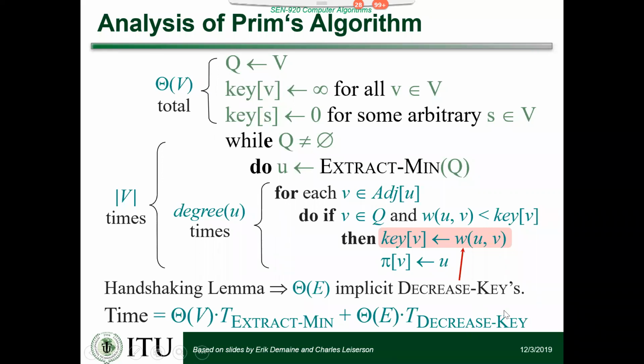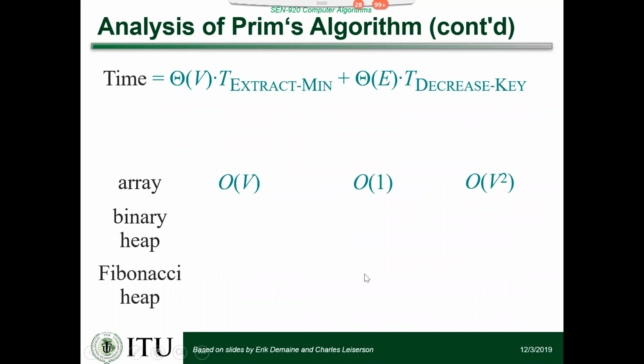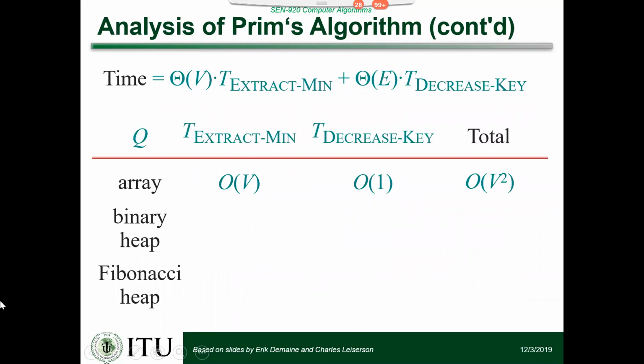This is the total amount of time to build the minimum spanning tree using Prim's algorithm. Again, the number of times to run extract min is equal to v, and the number of times to call decrease key is equal to e. So v times the time to run extract min plus e times the time to run decrease key is the total runtime for the minimum spanning tree. All right, so this is going to be our last slide.